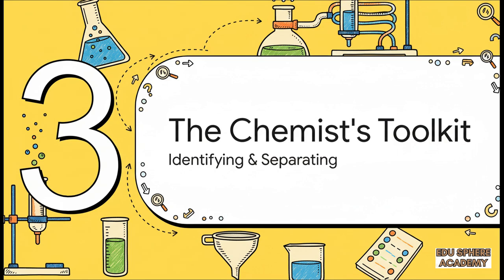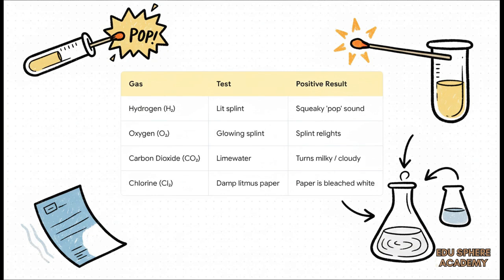Okay, so we know how stuff is built, but let's be real. In a lab or out in the world, things are usually all mixed up. So how do chemists actually figure out what's in a mixture and then separate it out? Well, that's where the chemist's toolkit comes in. One of the first things you gotta learn is how to identify stuff.